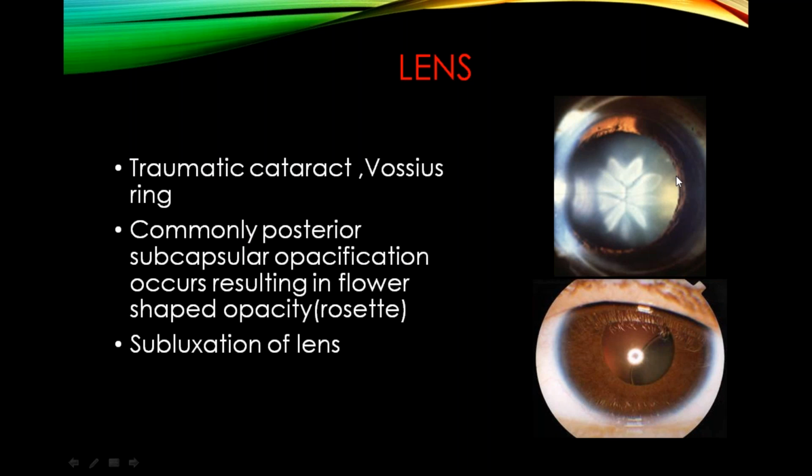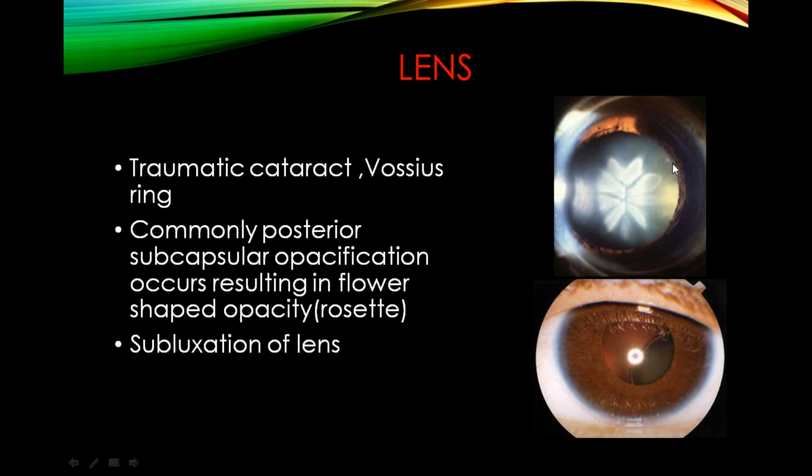Other common varieties of traumatic cataract which are commonly seen: one is posterior subcapsular opacification resulting in flower shaped opacities. So you can see here, this is the anterior capsule of the lens. Posterior subcapsular, when you see on the slit lamp, you will sometimes see an opacity on the posterior surface of the lens. So that is also one form of cataract which is commonly seen in closed globe injuries.